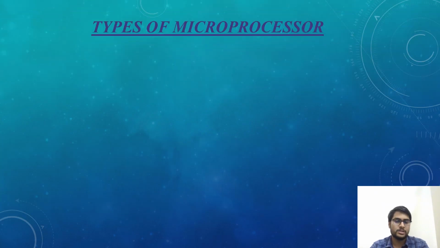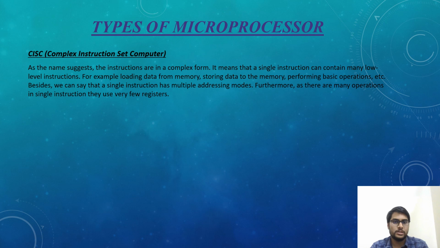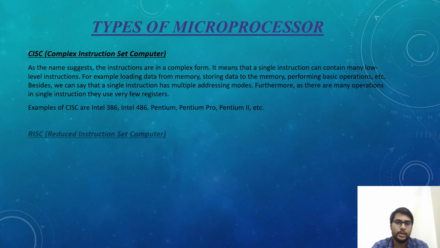Types of microprocessors. CISC, Complex Instruction Set Computer. As the name suggests, the instructions are in a complex form. It means that a single instruction can contain many low-level instructions, for example, loading data from memory, storing data to the memory, performing basic operations, etc. Besides, a single instruction has multiple addressing modes. Furthermore, as there are more operations in single instructions, they use very few registers. Example: Intel 386, Intel 486, Pentium, Pentium Pro, Pentium 2.